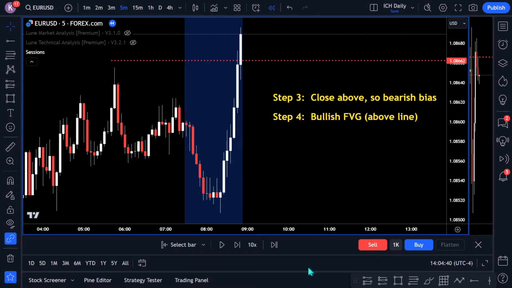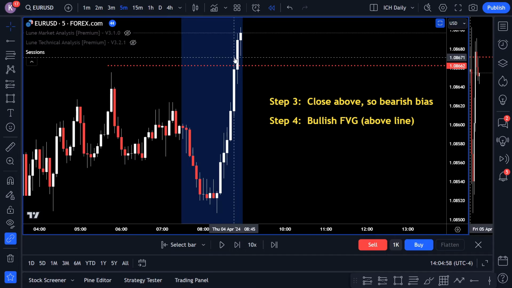So step 3, we close above, so we have a bearish bias. Step 4, we're going to wait for a bullish fair value gap, and it has to be above the line. So no fair value gap. These two wicks overlap.